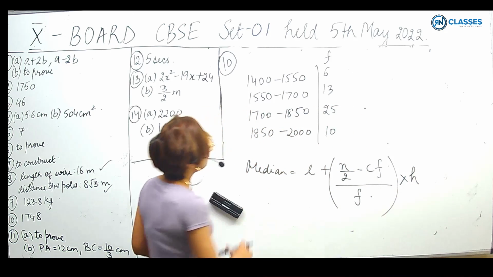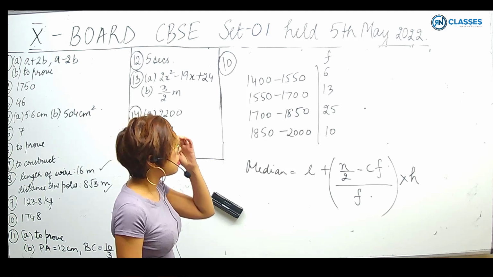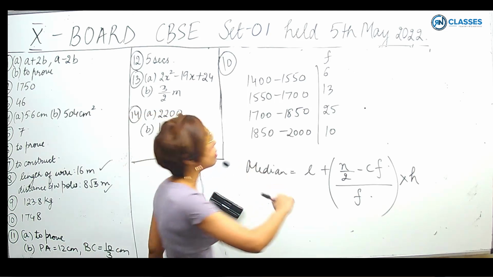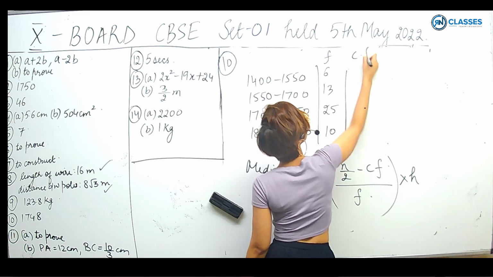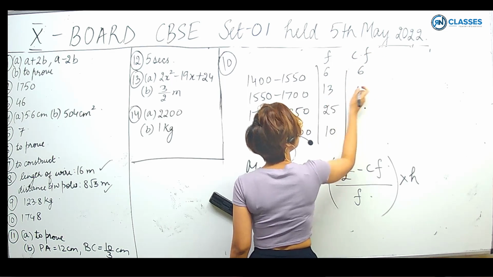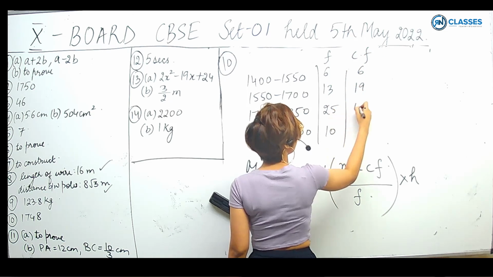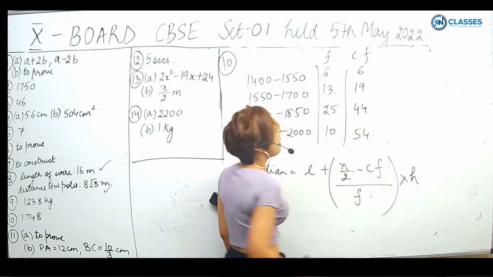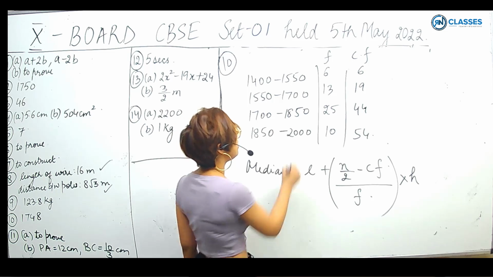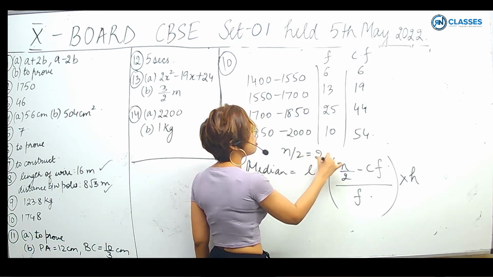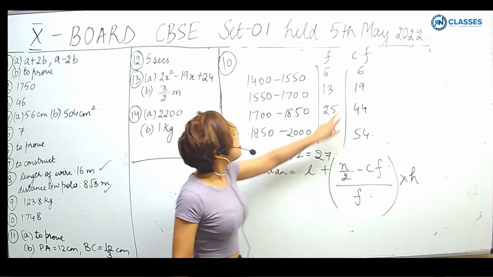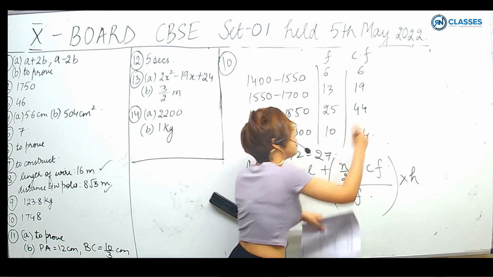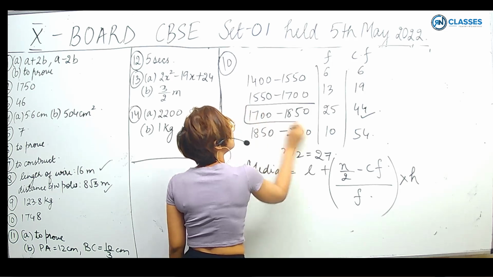Right? Now, in order to find the median class, I should have my n first, so let me make my cumulative frequency first. So, cumulative frequency column, first is 6. 6 plus 13, 19. 19 plus 25, 44. 44 plus 10, that is 54. Right? So, n by 2 actually turns out to be 27. Now, in the cumulative frequency, obviously 27 would be covered up over here. That means my median class is this one.